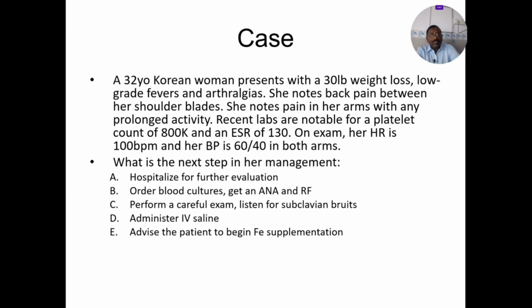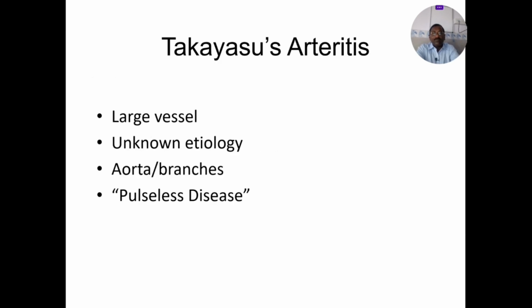So hospitalized for further evaluation because she is in severe hypotension, 60/40. Heart rate nearly tachycardia. ESR 130. Severe thrombocytosis. And she is symptomatic. Some constitutional symptoms are there. Weight loss is there. And also she had arthralgia between the shoulder blades, that is the interscapular pain, and also in your arms. So that is the PAN part.